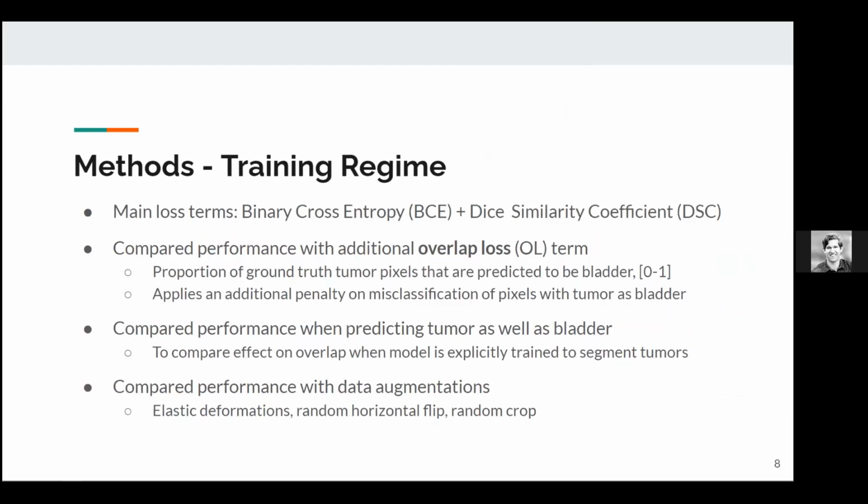With regards to the training procedure, we relied most heavily on an objective function composed of dice and binary cross-entropy losses, and investigated the effects of various changes to the segmentation task on overall performance. We attempted to minimize bladder tumor overlap in the predictions by experimenting with the addition of an overlap loss term. This was calculated as the proportion of ground truth tumor pixels that are predicted as bladder pixels. We also evaluated the impact on bladder segmentation performance when the model is trained to predict tumor as well. Finally, we compared the effects of various data augmentations on our baseline performance.